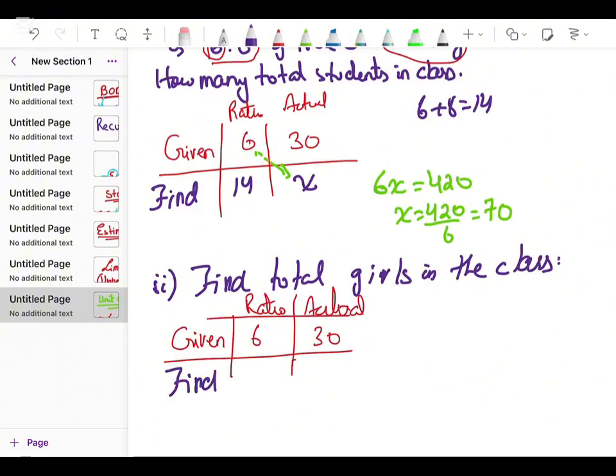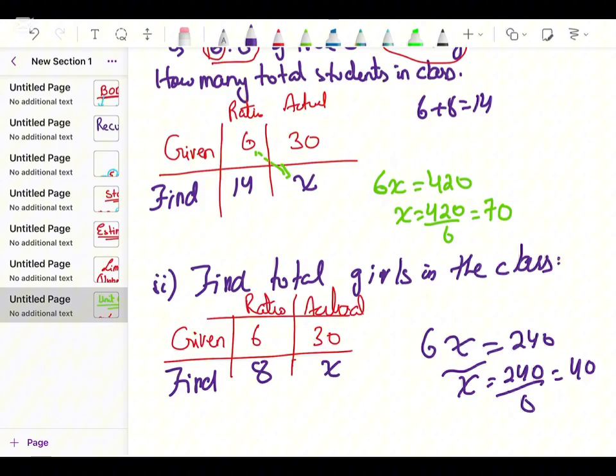So the girls' ratio is 8 and I don't know the value, so 6 multiplied by x will give us 6x again, and 30 multiplied by 8 is 240. So 240 divided by 6 will give us 40. So the total number of girls in the class is 40. I hope everything is clear in this question, there is no confusion. So that's what we have in the ratio.